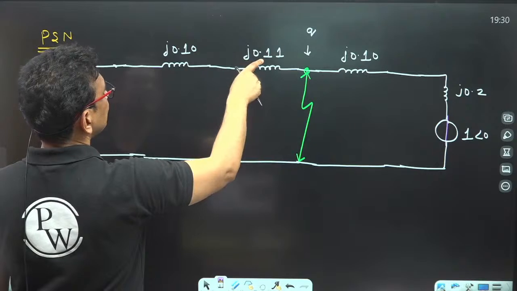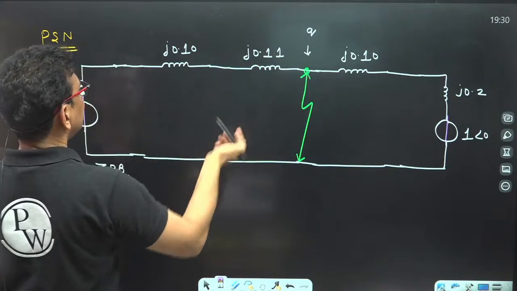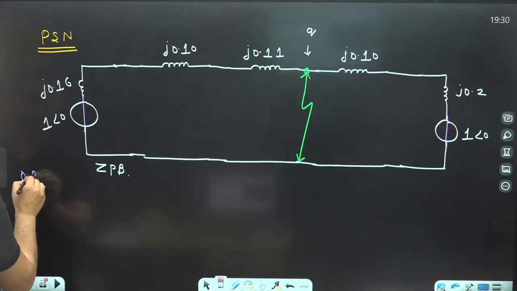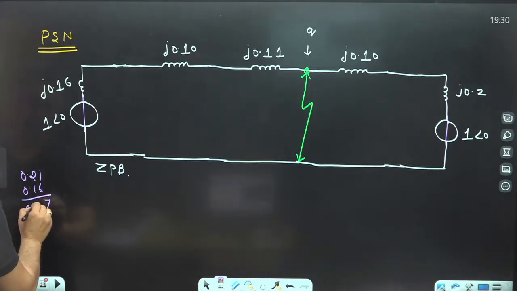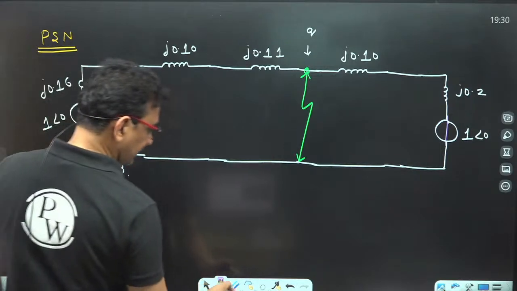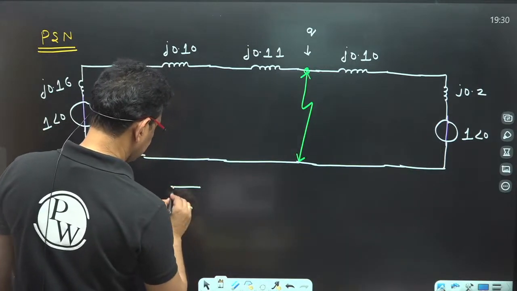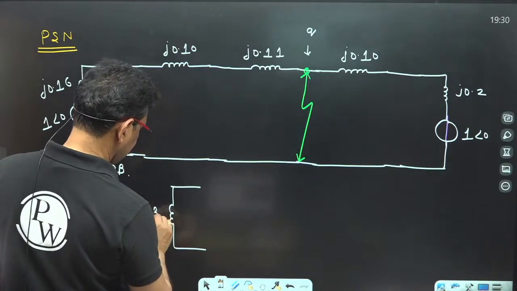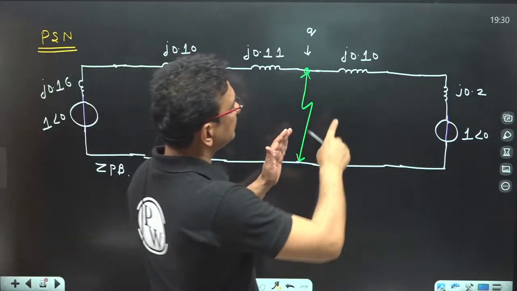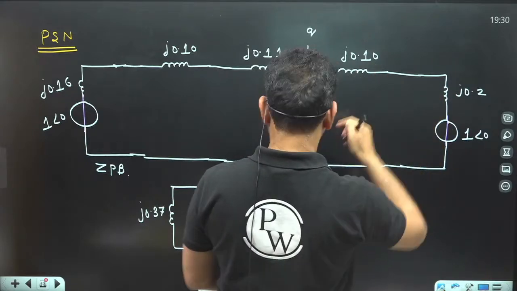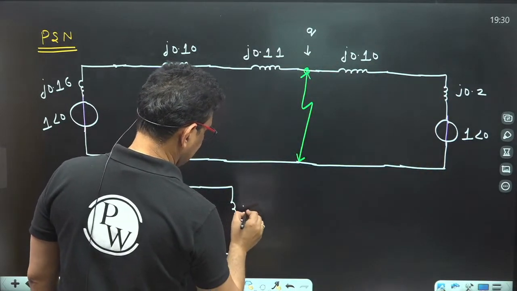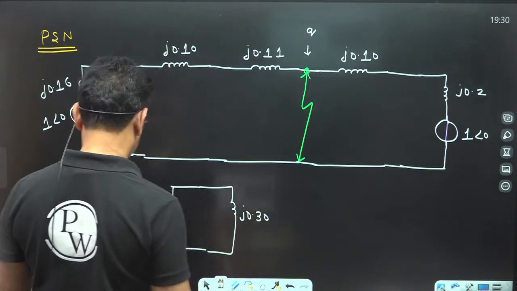Now 0.10 plus 0.11 means 0.21, and 0.21 plus 0.16 gives 0.37. So this is J0.37. And on the other side the impedance becomes 0.10 plus 0.2, which is J0.30.